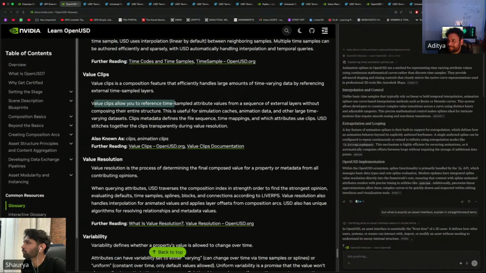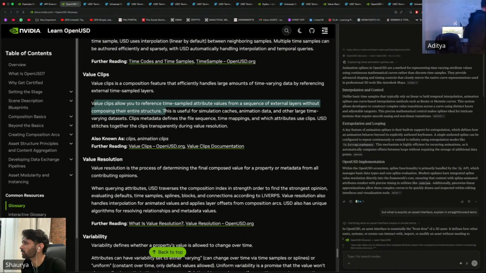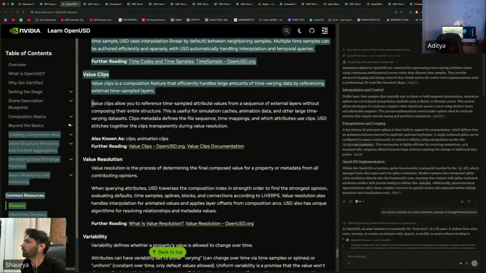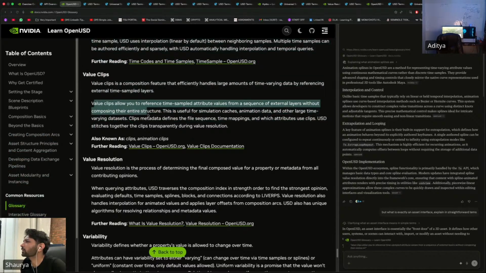Value clips allow you to reference time sampled attribute values from a sequence of external layers without composing their entire structure. This is useful for simulation caches, animation data, and other large time varying data sets. Clips metadata defines the file sequence, time mapping, and which attributes use clips. USD stitches together the clips transparently during value resolution.